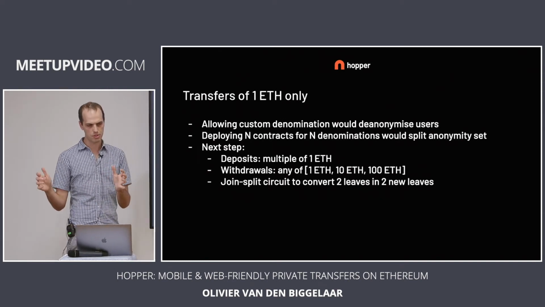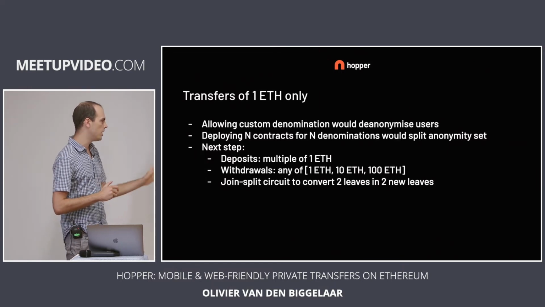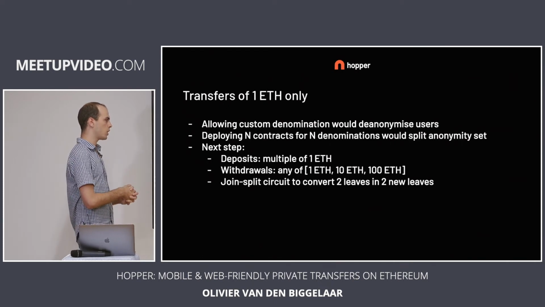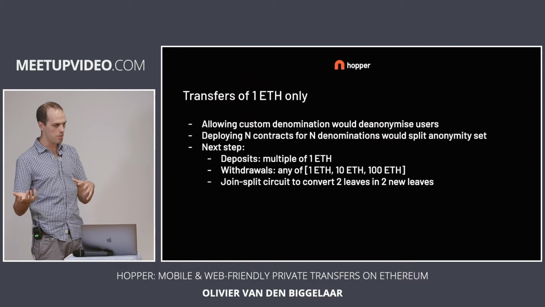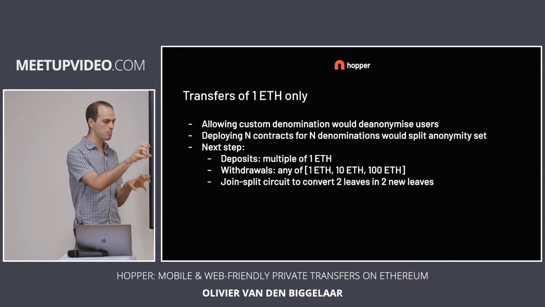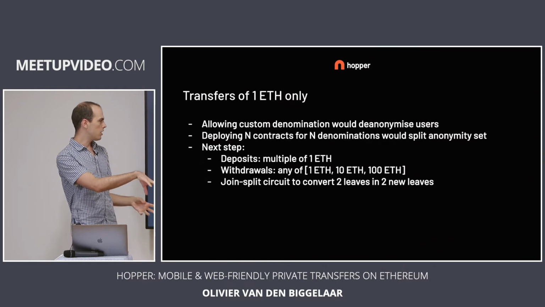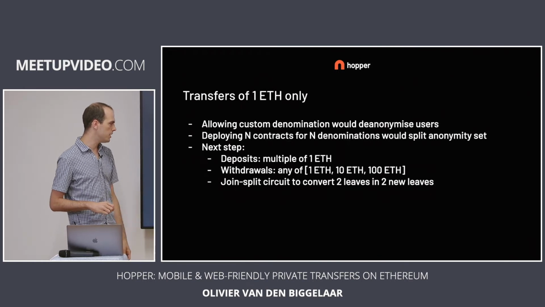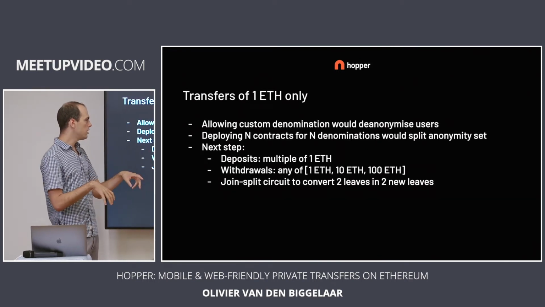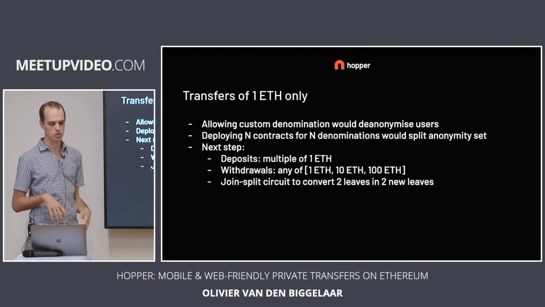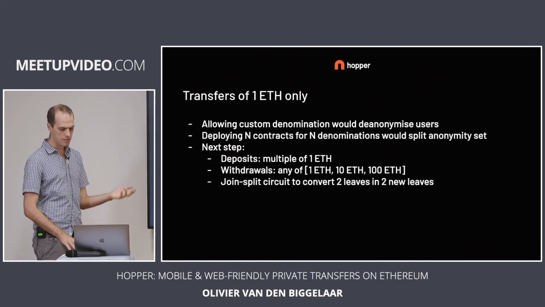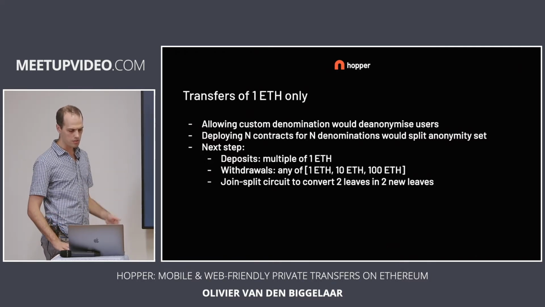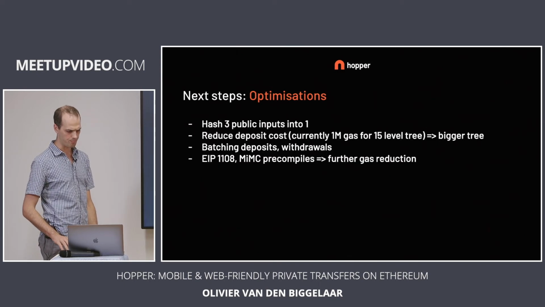So you would still want to limit withdrawals to a list of authorized denominations, but then you can perhaps allow joint split circuits. You could pick any 2 leaves of which you know the secret, nullify them, and replace them with 2 new leaves. One of them might be of value 0, or one of them might be, let's say, 10 ETH, and the other would be the change of whatever you deposited. That's also something we will spend some time on for the next version of Hopper, among the things we're going to research.